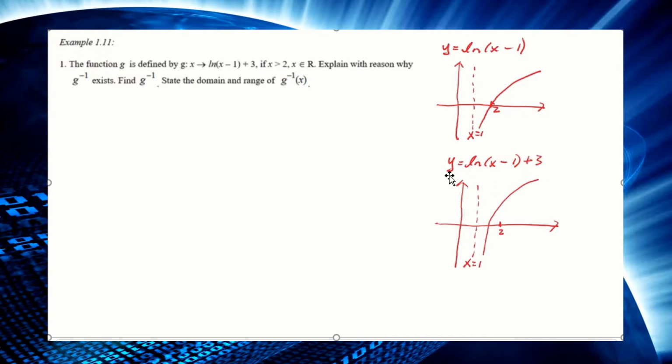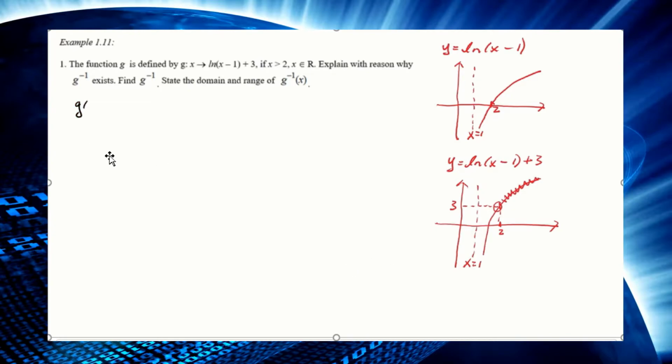Initially the domain of this curve is x greater than 1. But because the question changed it, the domain becomes x greater than 2. So now we need to mark the part of the graph where x is greater than 2. When x is equal to 2, y is equal to 3, not included. So this is the part of the graph that we are going to take. Okay, now we can answer the question.